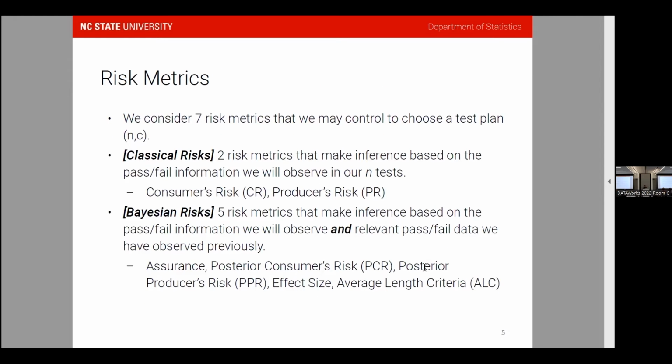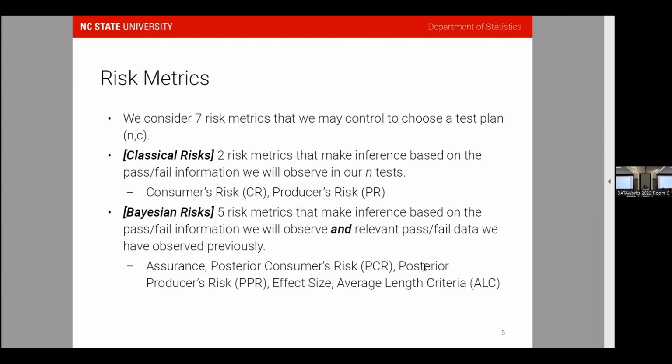So to answer the first question here, we introduce 7 risk metrics that you may want to control to choose a test plan N and C. And the first category for categorizing the risk metrics is the classical risks, which are the metrics that make inference based on the pass-fail information we observe during our N tests. So these are the consumer's risk, CR, and the producer's risk, PR.